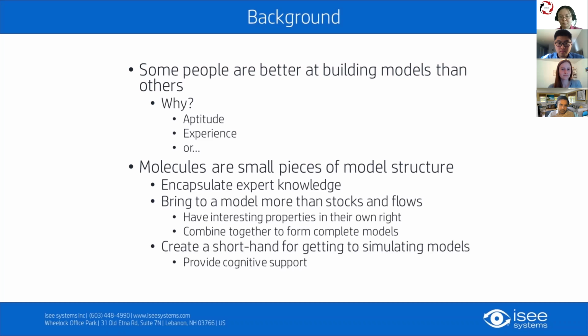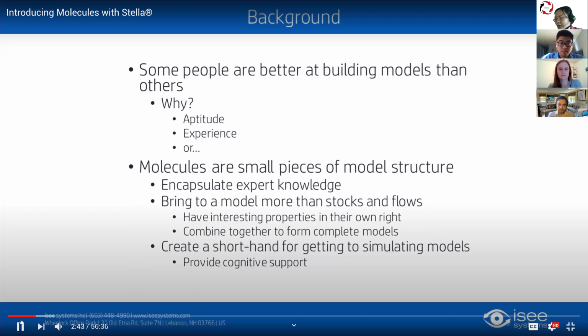Molecules are a way of instantiating some of the basic building blocks that people have in their brains who are good at modeling. So they're small pieces of structure. They encapsulate expert knowledge. And they bring to a model more than just stocks and flows, which are the basic building blocks from which we can create all of our models. Molecules are also neat because they have interesting properties in their own right. And combined together, they form complete models. And Jim will be giving you an example of how that can be done to form a complete model. They create a shorthand for getting to simulating models, and they provide a lot of cognitive support in the modeling process, so you can better understand both where your model is coming from.